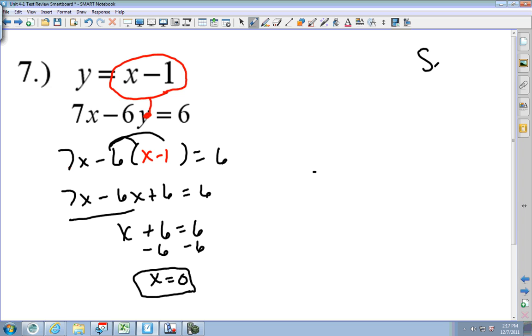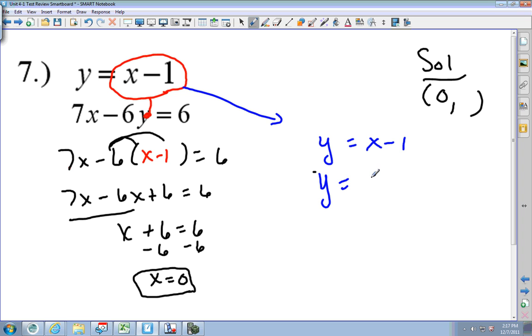Well, my solution, 0 and then some number. So let me bring this down. I've got y equals x minus 1. Y equals, x is 0, minus 1. Y equals negative 1.